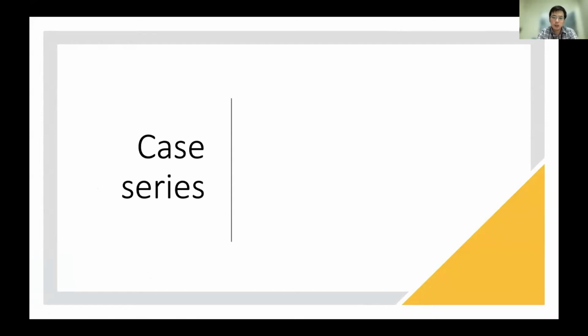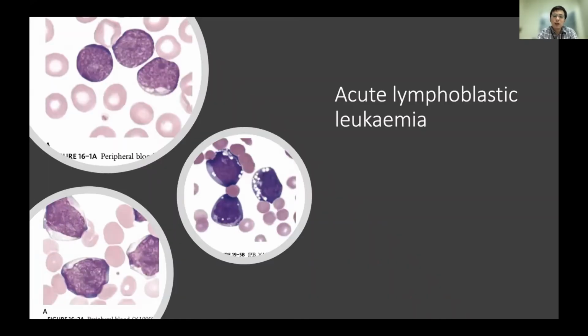So now let's move on to our case series today. The first case will be on acute lymphoblastic leukemia, or short form is ALL. These are the color atlas images that I took from our textbook. These two resemble your lymphoblasts. They can have a smaller morphology, and they can also have a larger morphology.